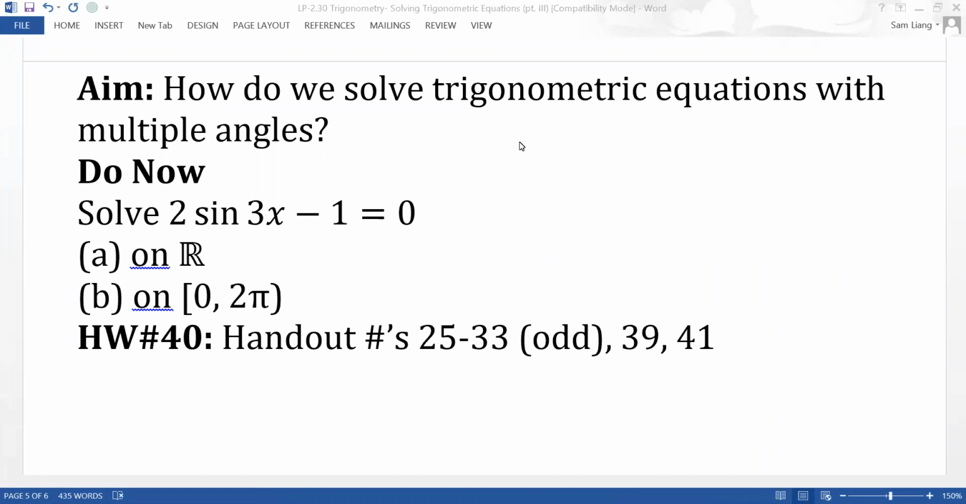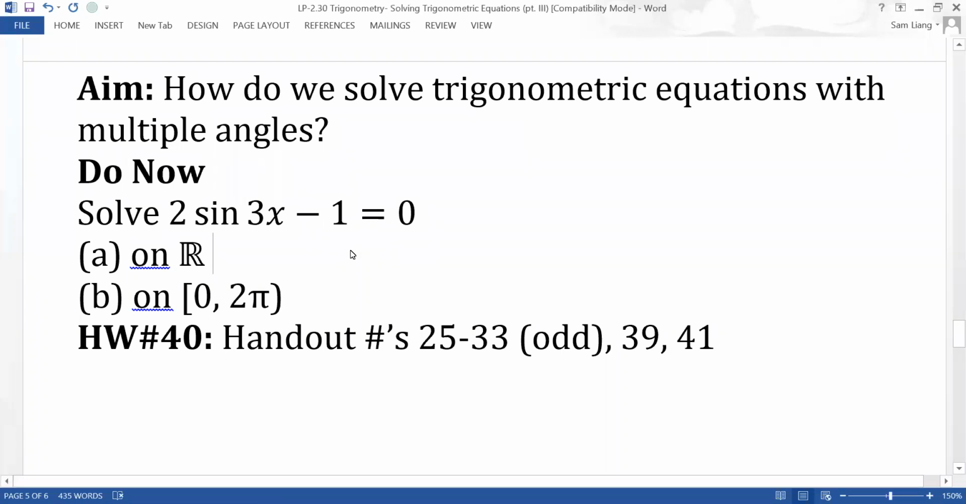Today we'll be moving on to part 3 of our trig equation series. Your aim for today is how do we solve trigonometric equations with multiple angles, and the do now is an example of that. So here we have 2 sine 3x minus 1 equals 0. Part A, we're going to first solve for all real numbers, and then part B, which is what we're going to look at today. So, part B is like an example of the type of question we'll be solving today. That'll be from 0 to 2 pi.